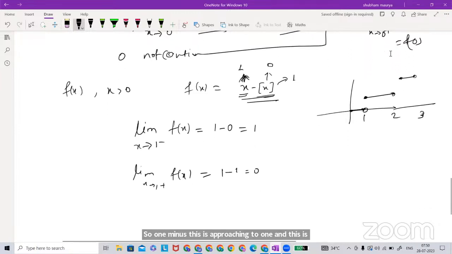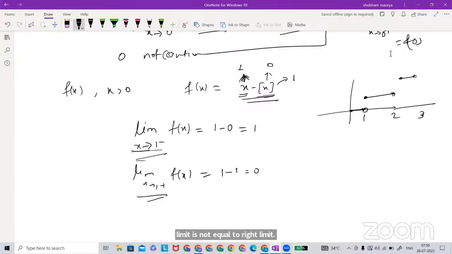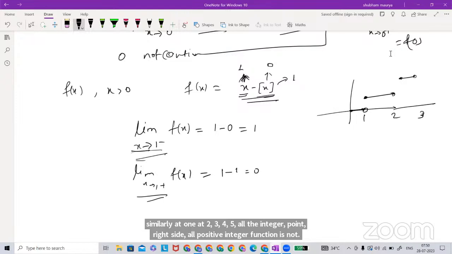So again we have a discontinuity. You see that the left limit is not equal to the right limit at 1. So again the limit does not exist at 1. So again, we can say the function is not continuous. Similarly at 1, 2, 3, 4, 5, all the positive integers, the function is not continuous.